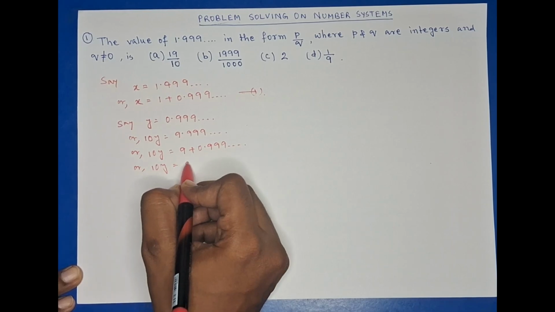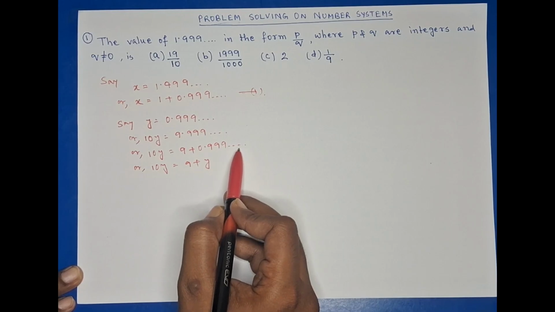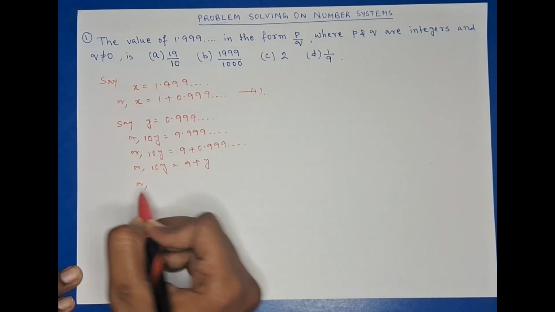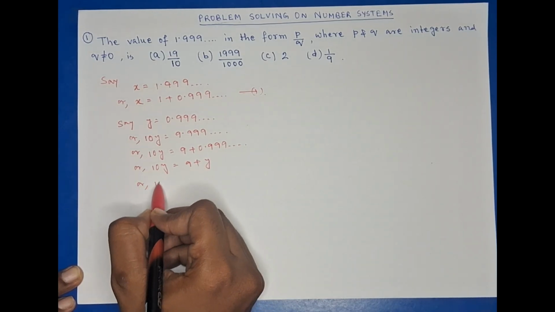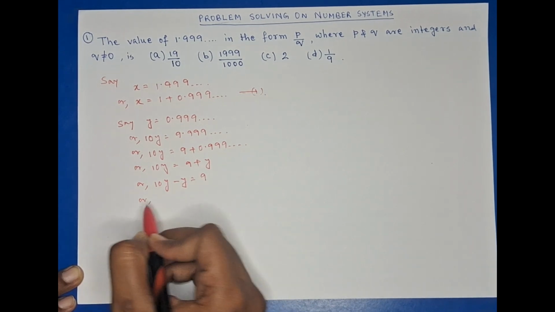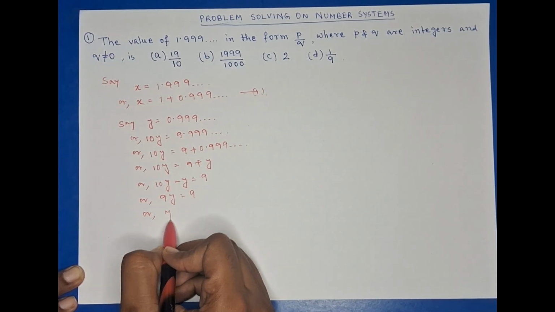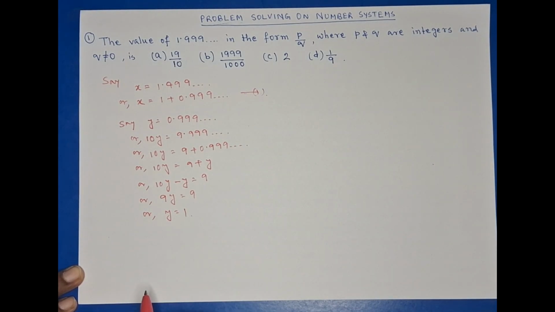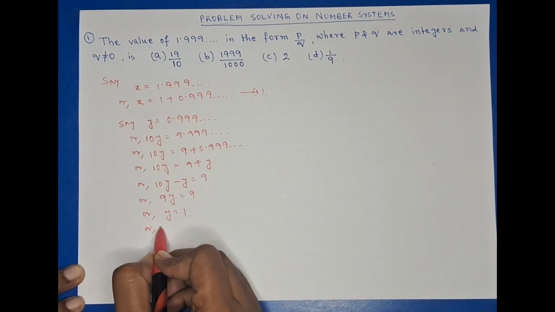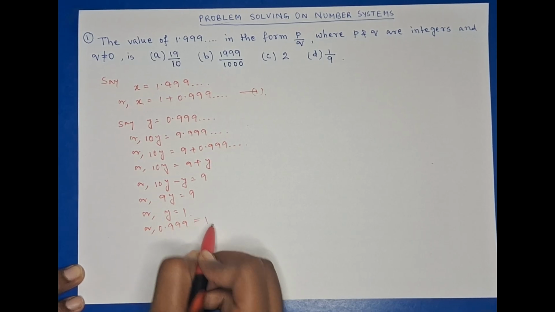10y is equal to 9 plus y. This 0.999 we can write as y, which we have considered initially. So taking this y to this side, 10y minus y is equal to 9. So 9y is equal to 9, or y is equal to 1. That means 0.999 we are taking as 1.